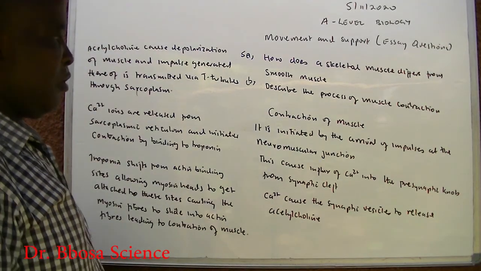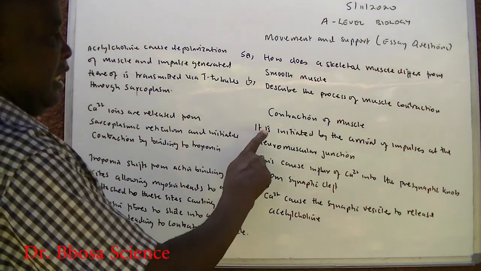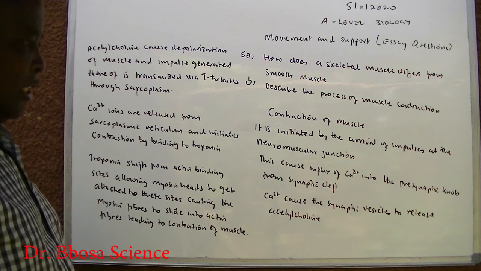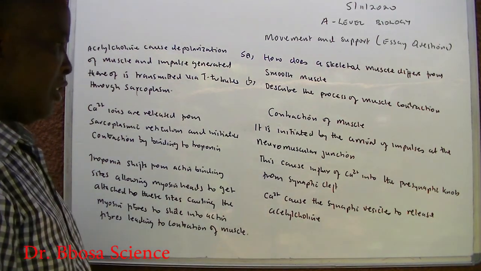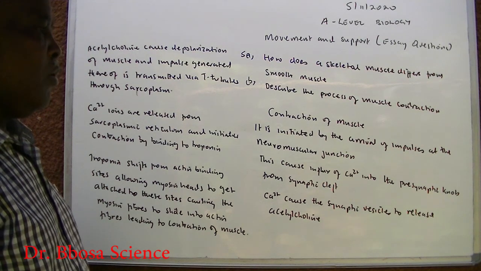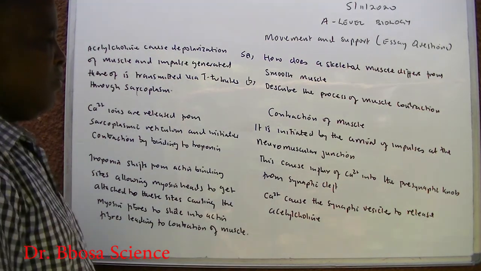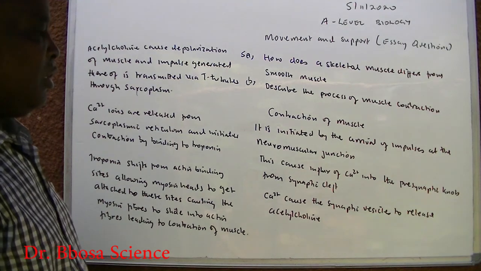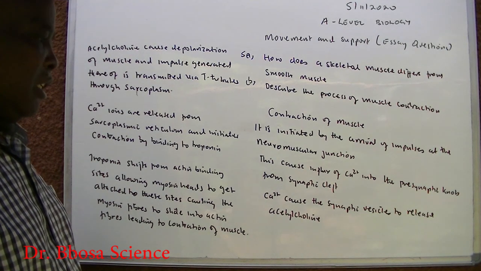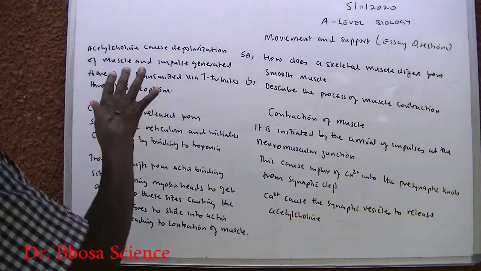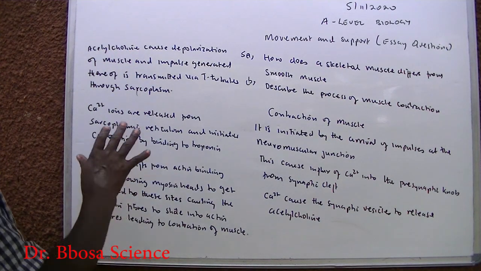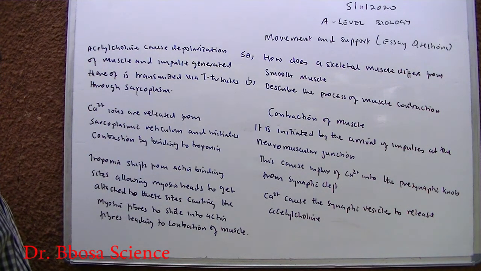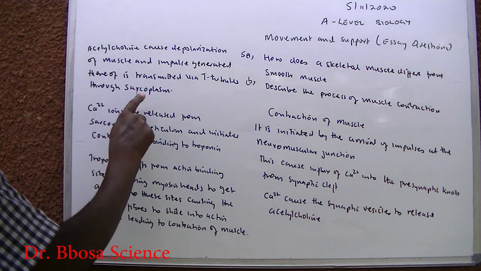Describe the process of muscle contraction. It is initiated by arrival of impulses at the neuromuscular junction. This causes influx of calcium ions into the presynaptic knob from the synaptic cleft. Calcium ions cause synaptic vesicles to release acetylcholine. Acetylcholine causes depolarization of the muscle, and the impulse generated is transmitted via T-tubules through the sarcoplasm.